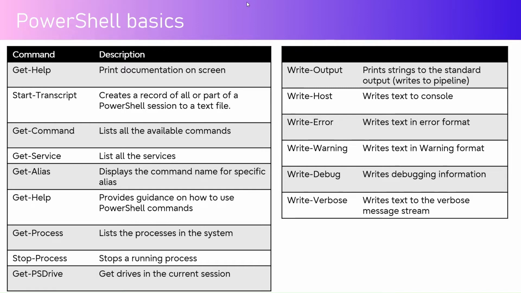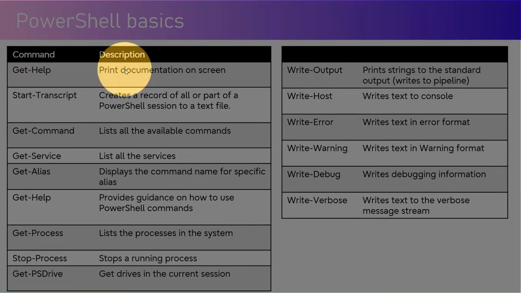Now, as PowerShell has a comprehensive list of commands, I may not be able to cover all of the commands within this video, but I'll try to pick and choose some commands which may help you get started within the PowerShell application. As you see here on the screen, the first important command within PowerShell is Get-Help. It prints the documentation on the screen. This is the most important command because it will help you understand what PowerShell commands are available based on the version of PowerShell installed within your operating system.